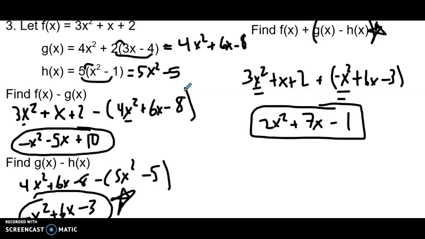So in all of these, you're just looking for which ones have the same number of x's based on the exponent, and you're combining those together. So x squareds go together, regular x's go together. If we had x cubed, x to the third power, those would all go together. And just combine everything that is compatible.